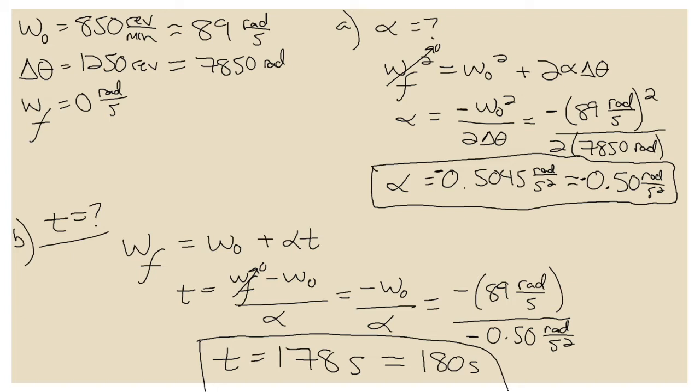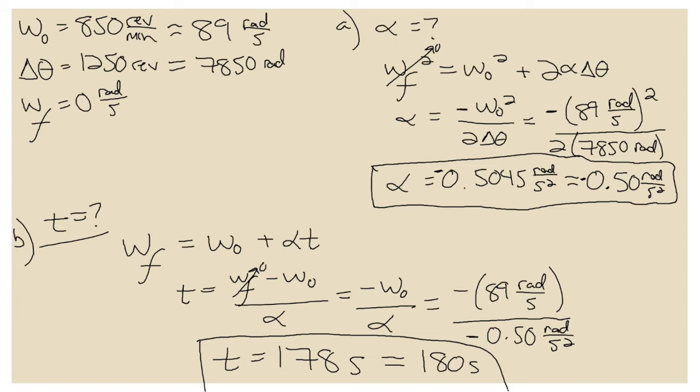But if I gave you a problem that said an object started with an initial velocity of 89 meters per second and its displacement was 7850 meters and it stops, so it has a final velocity of 0, what's the acceleration and the time? Nobody would second guess that. You'd be able to answer that in less than 5 minutes. And so here, hopefully you realize the only difference really is just the symbols. Once you get comfortable with those symbols, then you shouldn't have to think too hard about these.